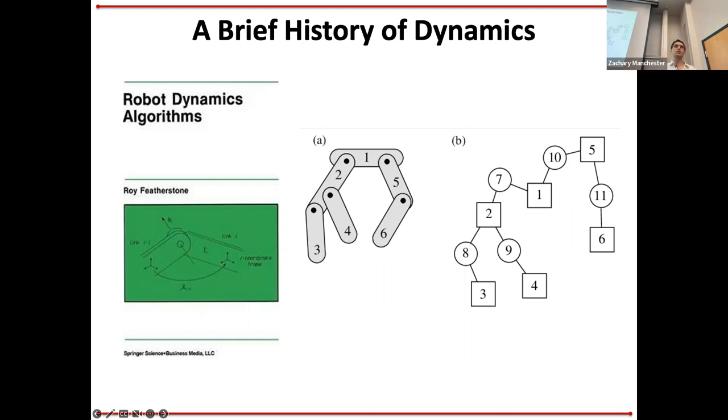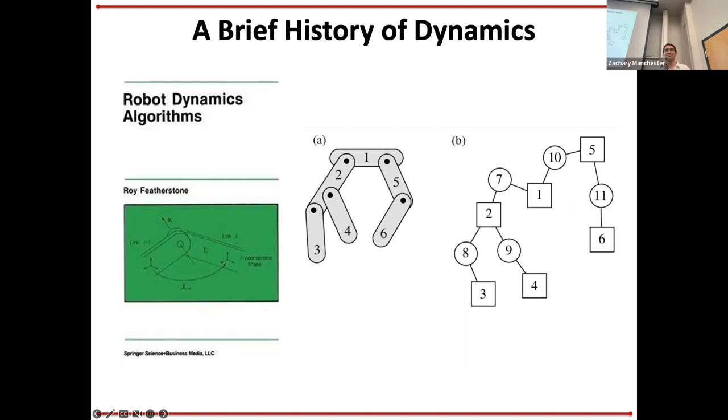Which is pretty cool. Does anyone know what the complexity is if you don't do this clever stuff? It's actually easy to show this, but does anyone know offhand? It's cubic. So if you can go from cubic to linear for a big system, if you have a humanoid robot with 40, 50, 80 degrees of freedom, 80 is much smaller than 80 cubed, right? So it's a big win.